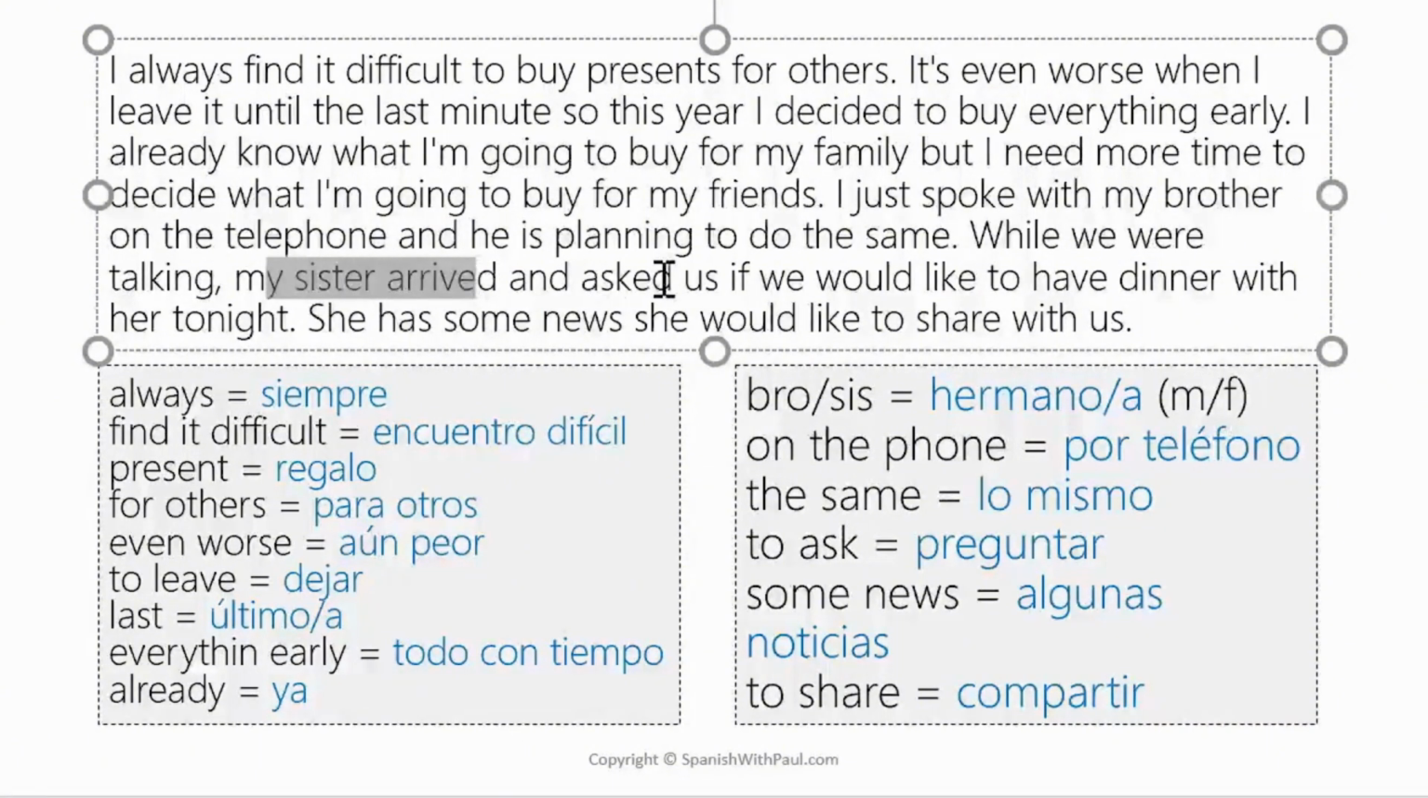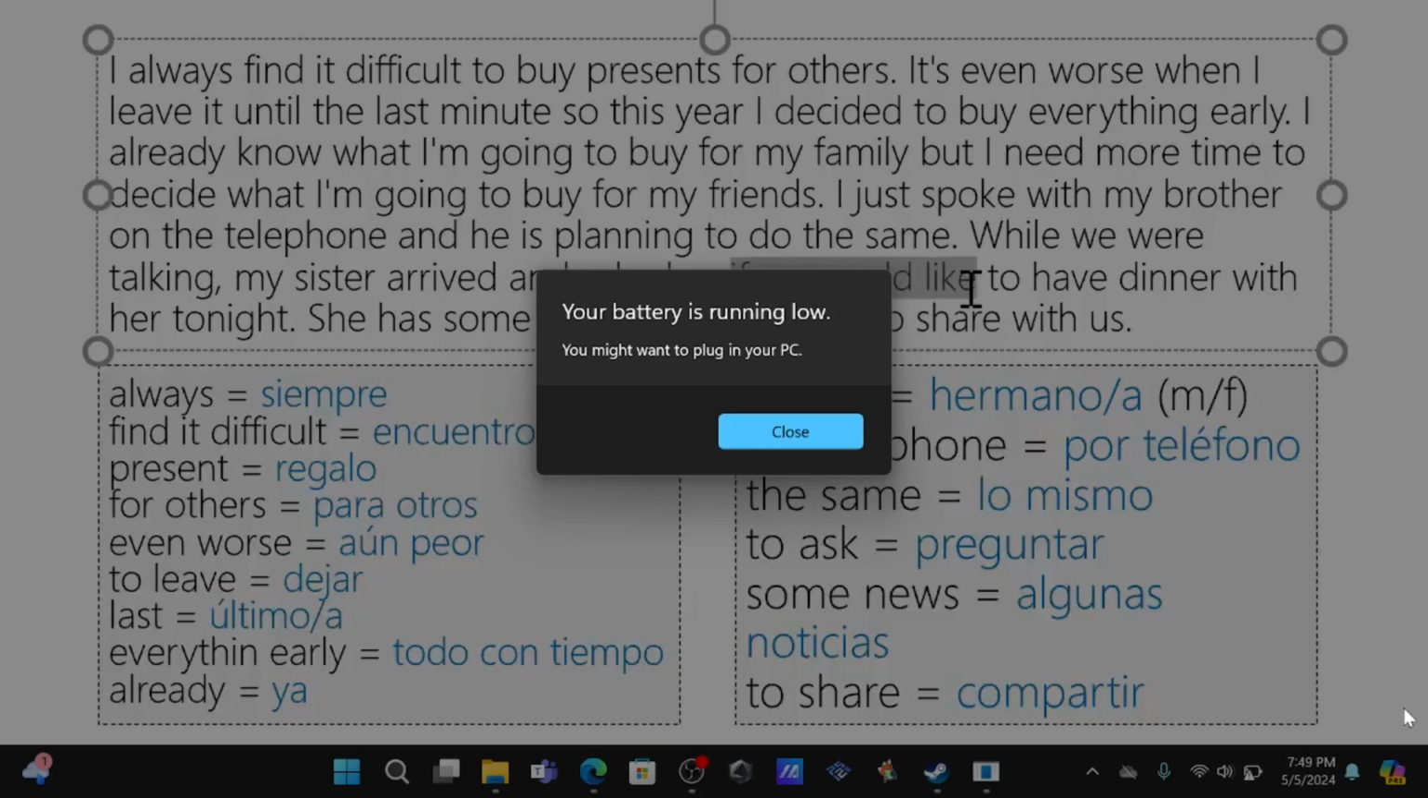And then another piece of action happened. She asked us something. So the verb is preguntar. So she asked would be preguntó. She asked us, nos preguntó if we would like to have dinner with her tonight. This is all modal verb structure. So, si nos gustaría, if it would be pleasing to us. Si nos gustaría cenar con ella esta noche.